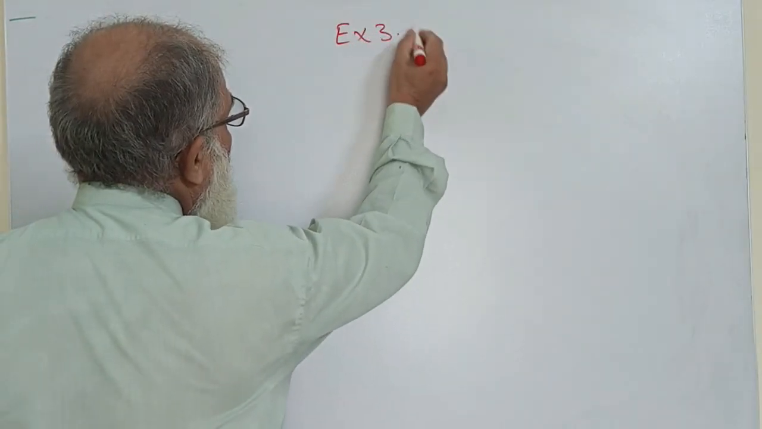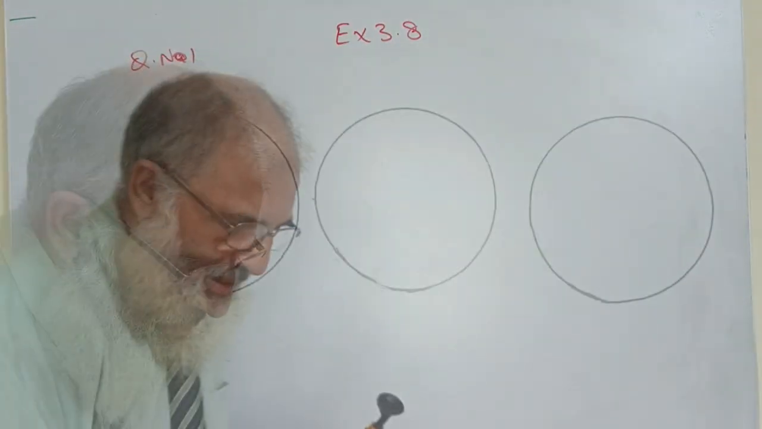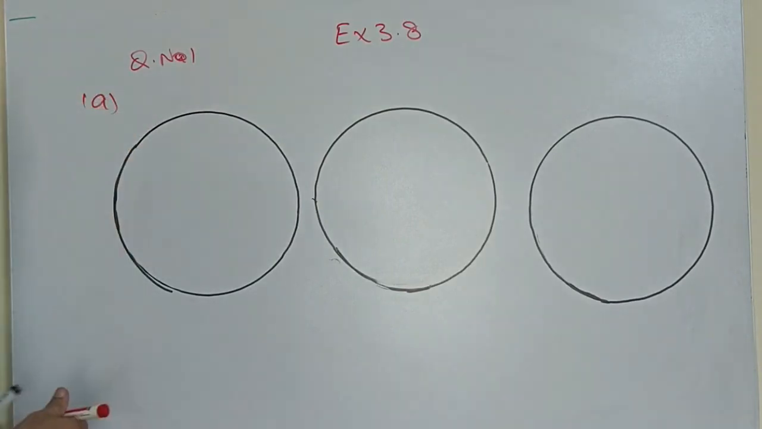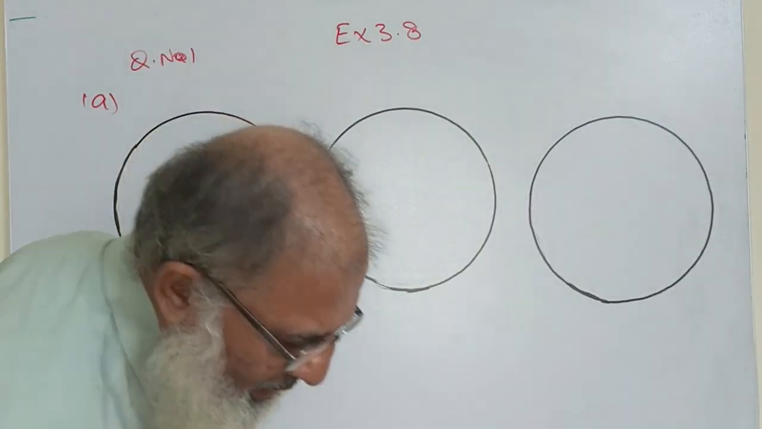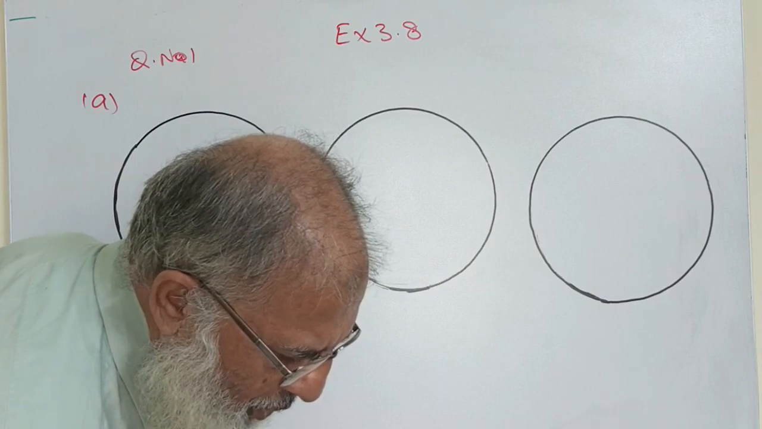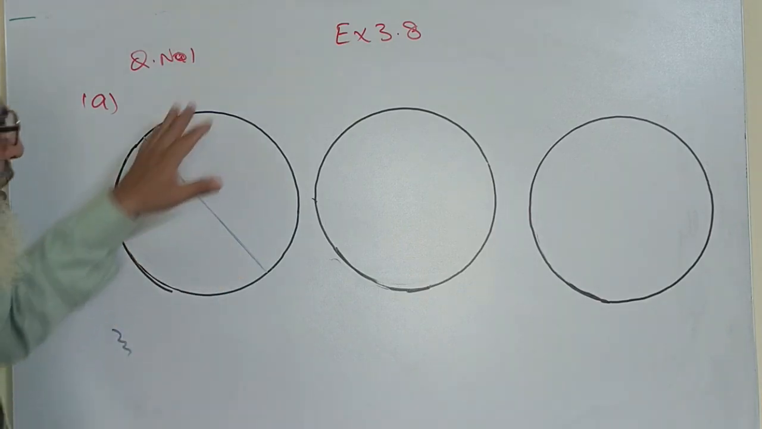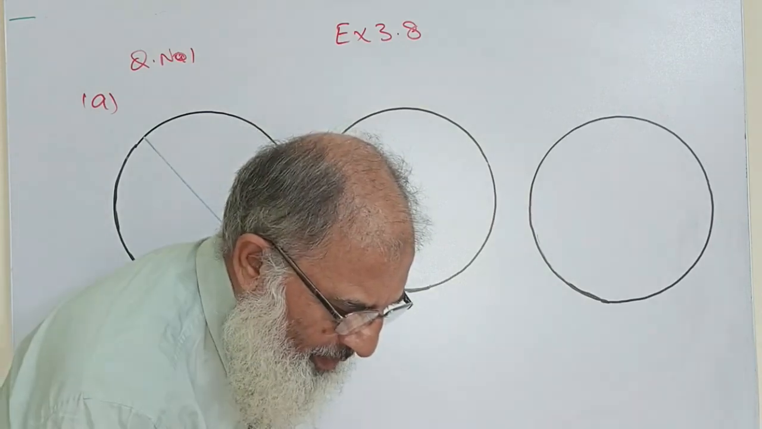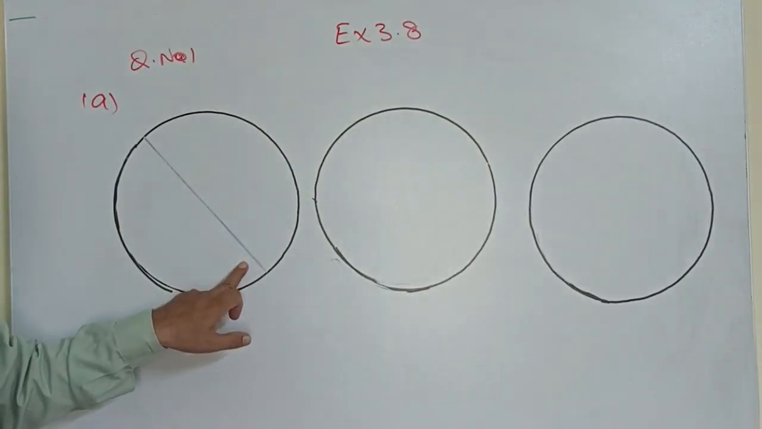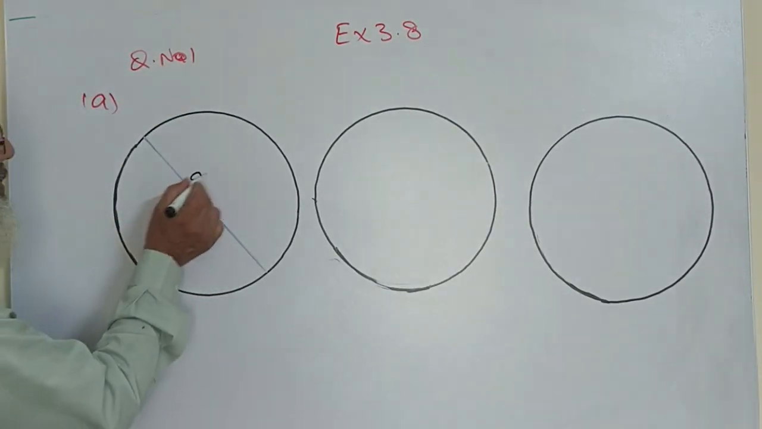Exercise 3.8 and question number one, parts A, B, C. Okay. Now there are three parts drawn over here, and we'll discuss them one by one. It is asked that we name the features shown in blue. So you see this part A and this is the blue part. Now this is the blue which is shown in this circle. So this is called a diameter. This is a diameter.